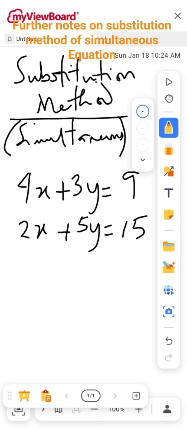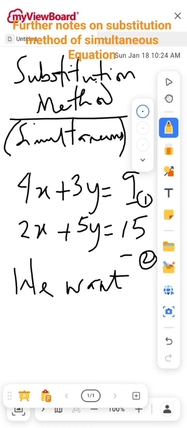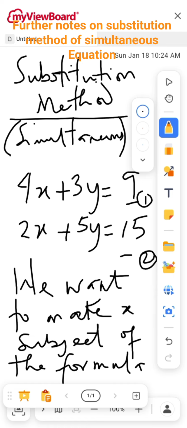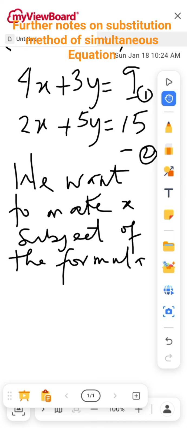Okay, we already know that this is our equation 1 and this is our equation 2. So in one of the equations, try to make any variable subject of the formula. Let's say we want to make x subject of the formula from equation 1.